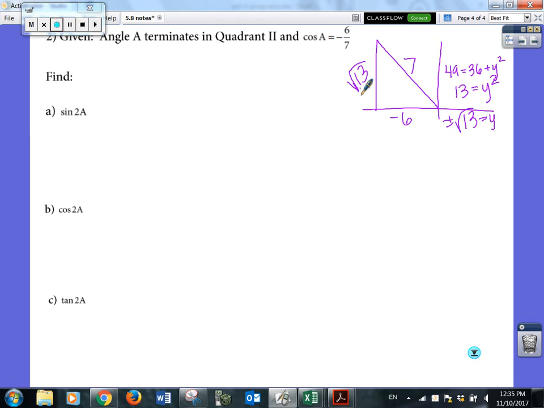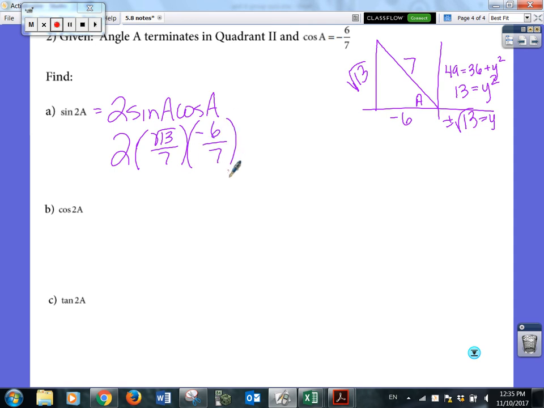Now, sine of 2a, there's only one way to expand that. 2 sine a cosine a. We cannot do anything with sine 2a because we don't know what the angle is. Here's angle A. All I know is that's angle A, somewhere between 90 and 180. I don't know what it is. It doesn't matter what it is. I want to know what the sine of A is and the cosine of A. So, sine of A is opposite over hypotenuse, so I have 2 times root 13 over 7 times negative 6 over 7.